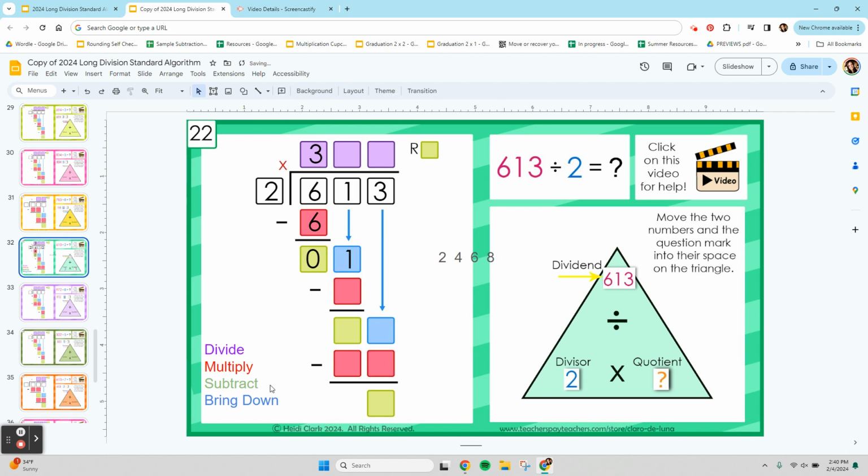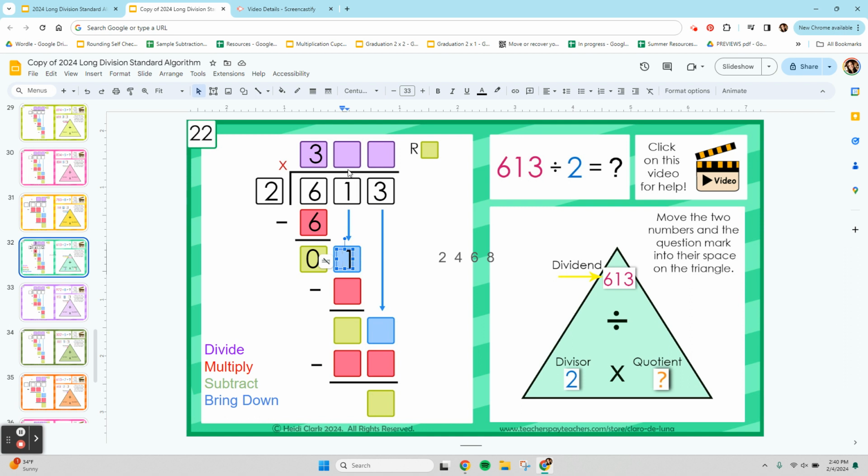Now, our next step here, a lot of people like to just keep going down, down, down, but once you do the blue, you have to go back up to purple again and divide. And you're dividing 1 by 2. And these questions always used to confuse me because you can't divide 1 by 2, but they're actually not as hard as they look. Don't overthink it.